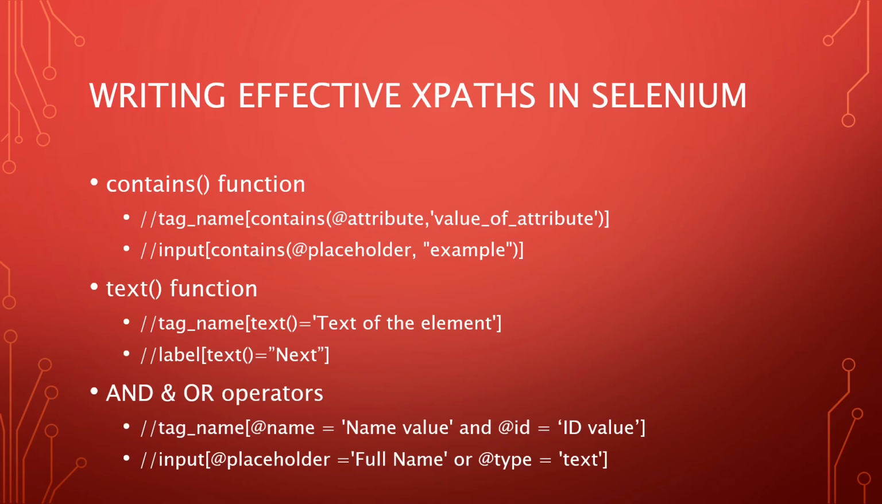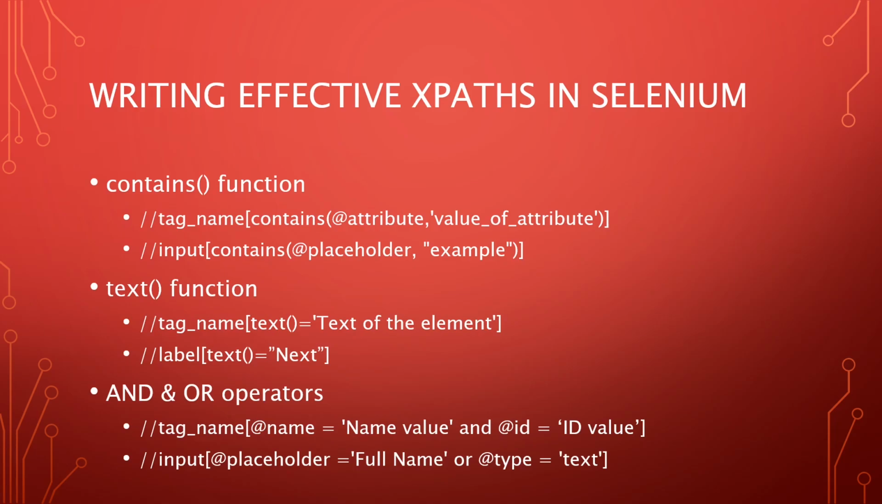The method takes two parameters: the attribute of the tag, which it needs to locate the web element, and the partial value of the attribute, which the attribute should contain. The text function uses the text of the web element for locating the element on the web page. This function is useful if your element contains text like labels, which always contain static text.